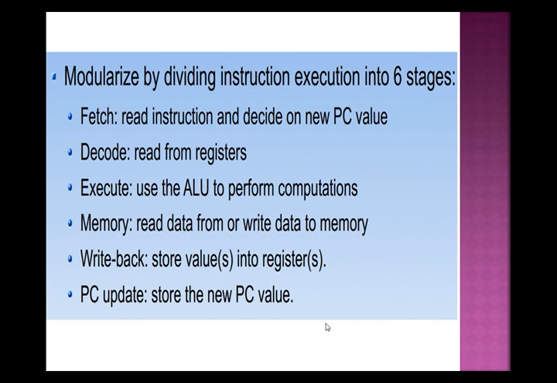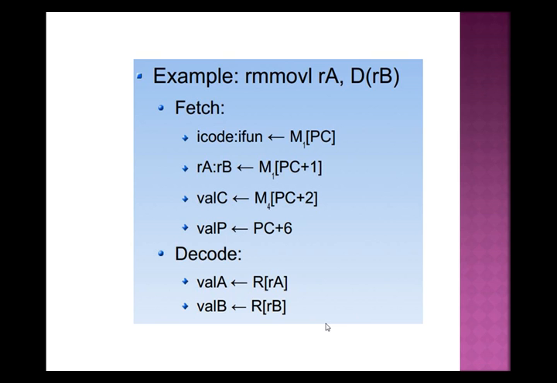Then decoding means reading from the registers. Then execute means performing the operations, which is done by the ALU. Then the next phase is memory, which reads data from memory or stores data to memory. The next one is write back, meaning writing the values into the registers. Then PC update means updating the PC value, that is your program counter's value. These are the 6 stages available during instruction execution.